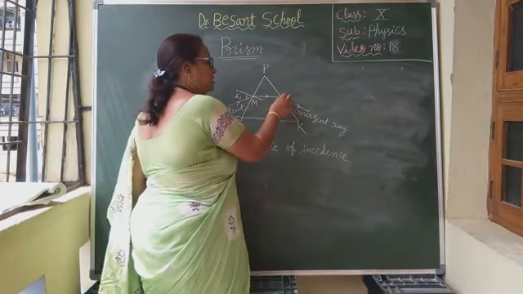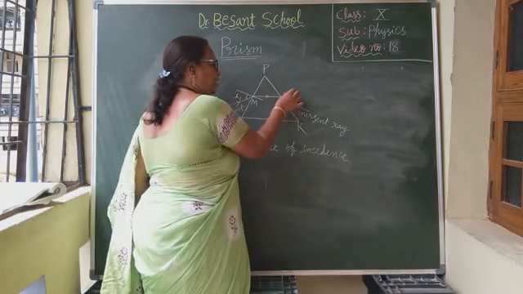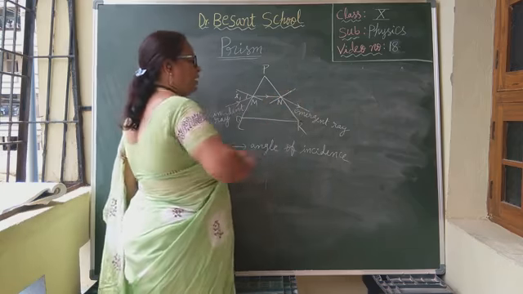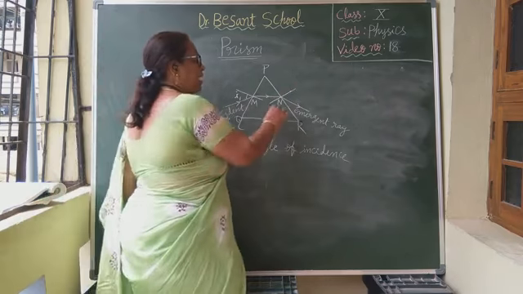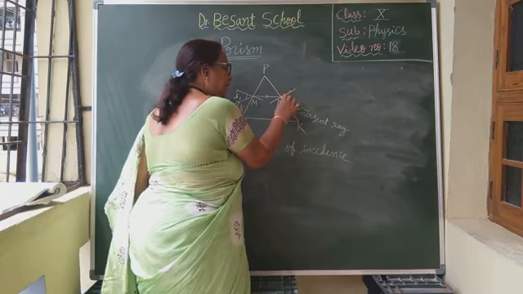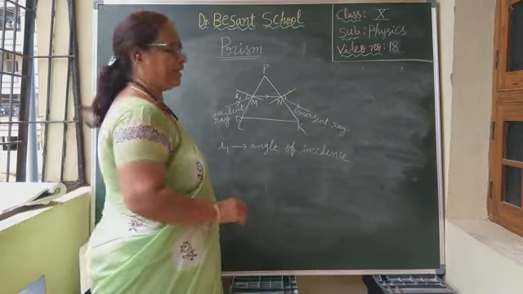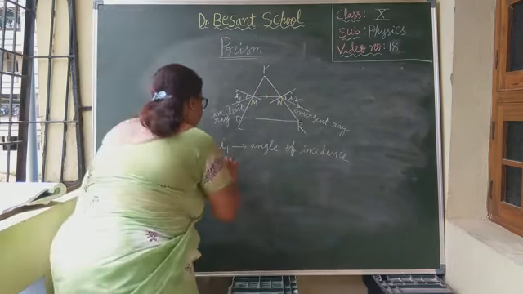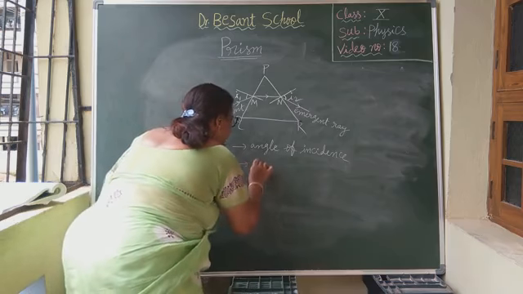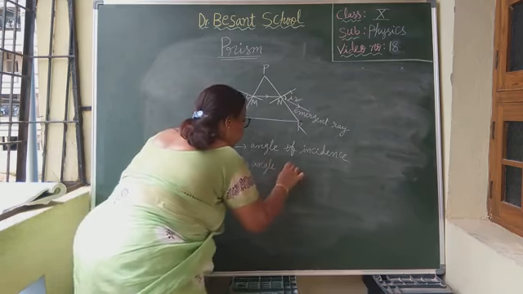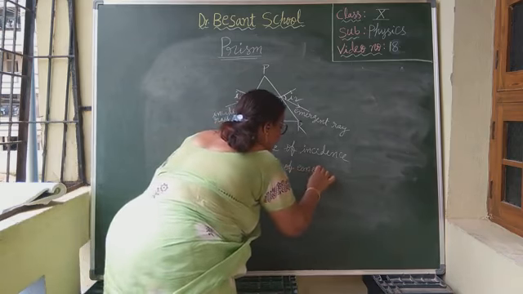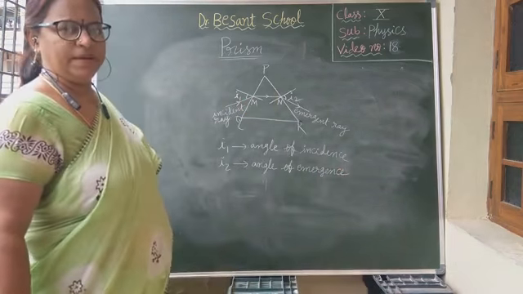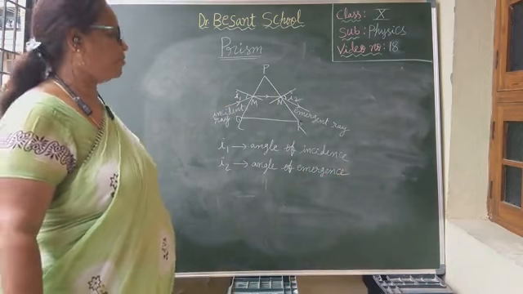Now at this end, draw a perpendicular, another normal, at point N. We are drawing a normal at point N, and the angle formed between this normal at N and the emergent ray we call the angle of emergence, I2. So what is meant by I2? I2 is called the angle of emergence. Clear, children? I2 is the angle of emergence.